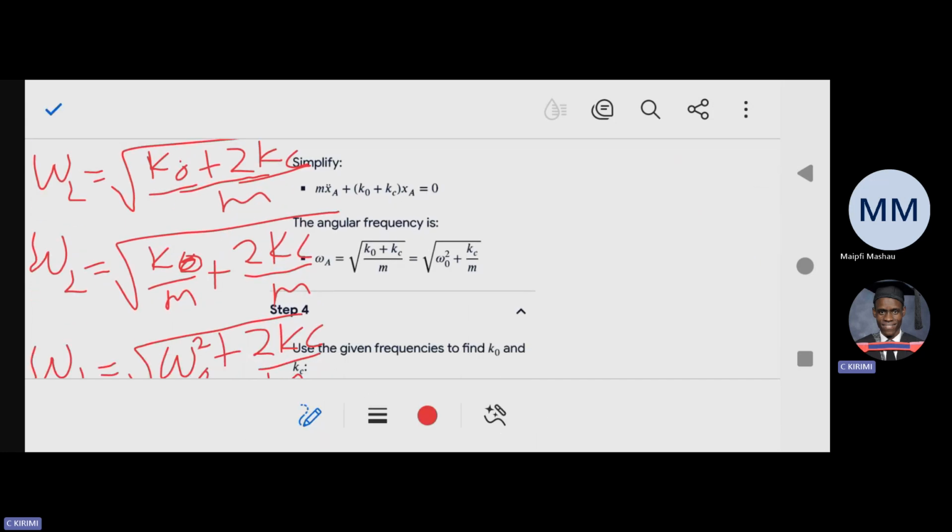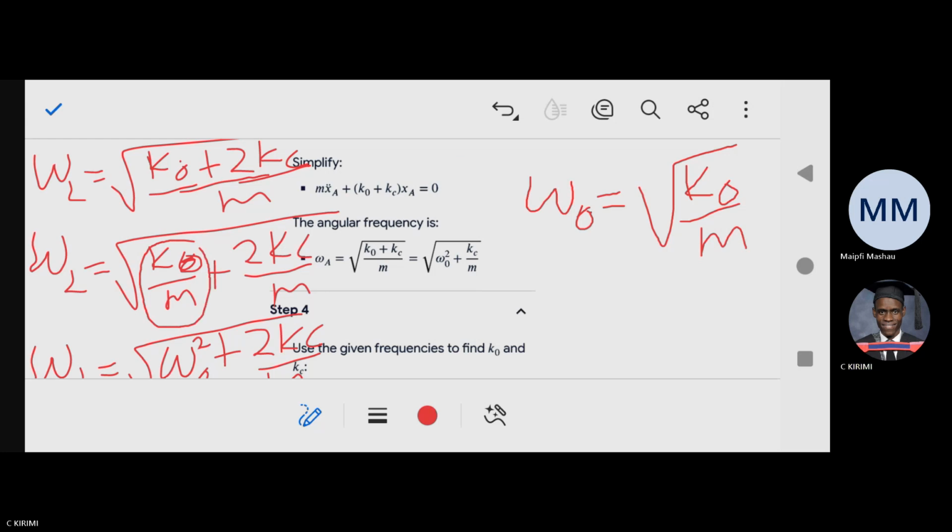We are given that omega naught is equal to the square root of K naught over M. What I have inside the root is K naught over M.